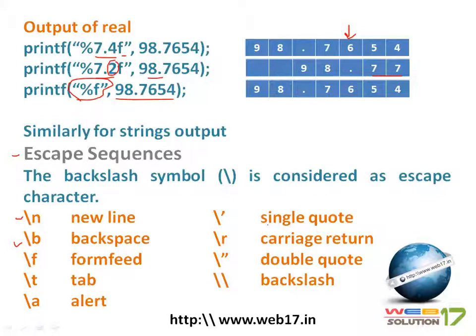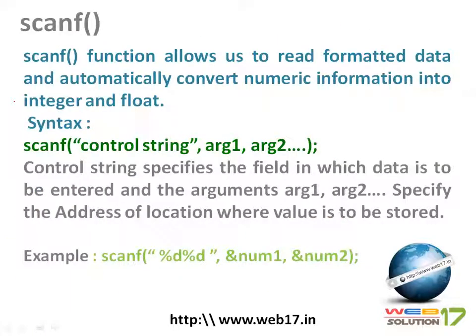Now we are taking the scanf function. The scanf function allows us to read formatted data and automatically convert numeric information into integer and float. This is the syntax of the scanf function. It is similar to the printf function, with the usual control string, and the second part is the argument list. The control string in scanf may contain conversion specification characters, that is %d, %f, %c, whichever you want to use according to your variables.